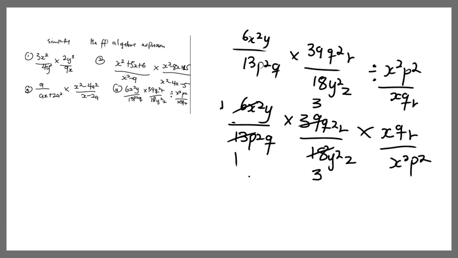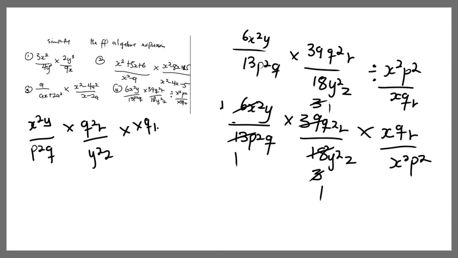Now what are we left with? We can come down here and rephrase everything to make it look nice. So now we have x squared y. Even here, 3 can go into itself 1, and into 3, 1. So we now have x squared y over p squared q times q squared r over y squared z times xqr on x squared p squared.